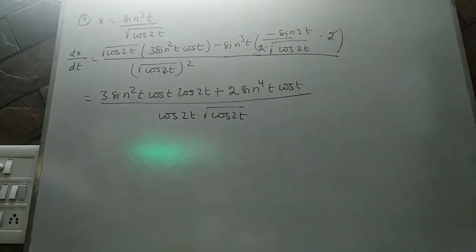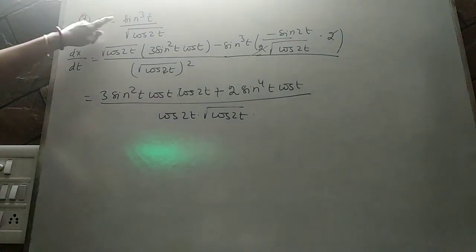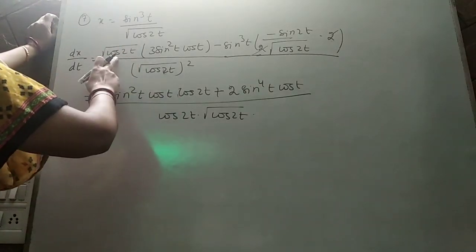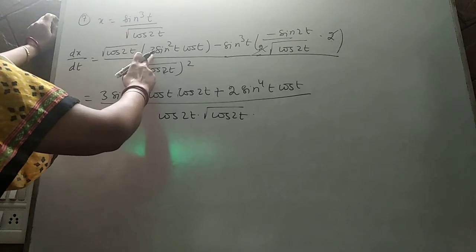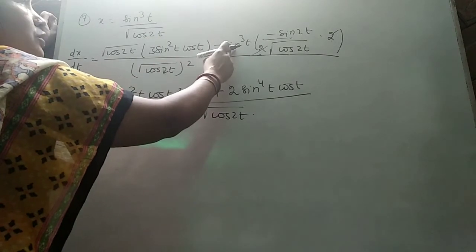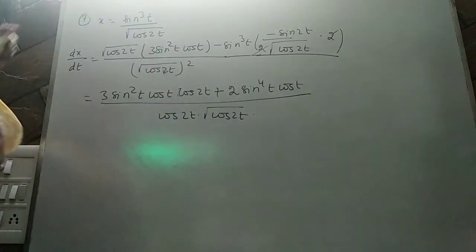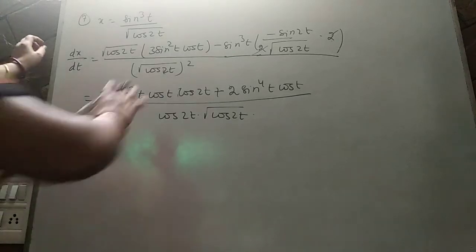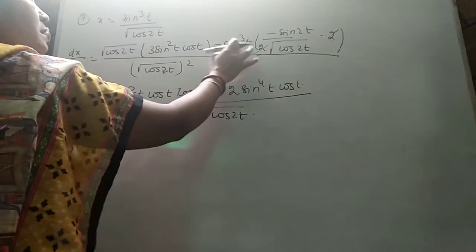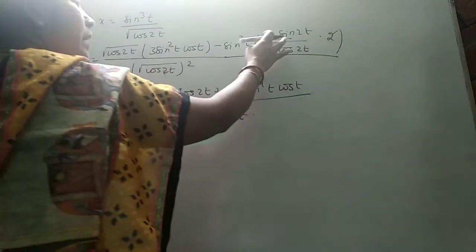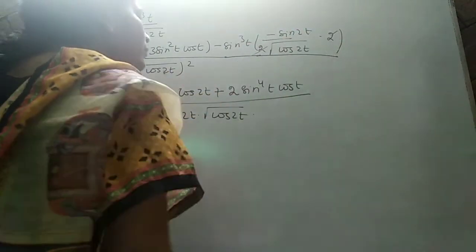Anybody doubt here after this step? See anyhow, this is sin cube by cos. Once again I'm explaining here: cos 2t denominator constant, numerator differentiation 3 sin square into cos. Now as per quotient rule, minus sin cube is a constant, I'm differentiating under root of cos 2t. The x term I have written properly? So under root of cos 2t becomes, we will get minus sin cube t into 1/2 under root of cos 2t into differentiation of cos, minus sin 2t into differentiation of 2t, we will get 2.